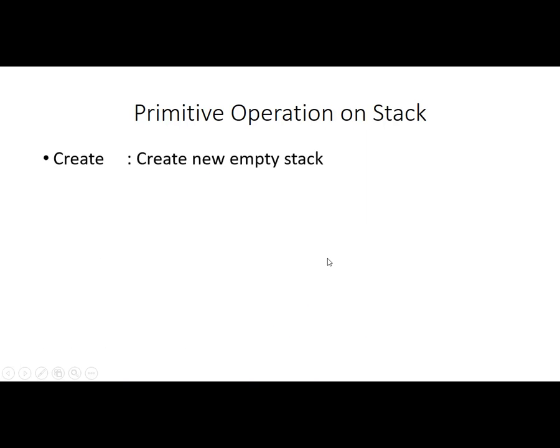Primitive operation on stack, the first operation that we are going to create a new stack, new empty stack. For that once we may want to allocate the memory. Depending on how we are going to allocate the memory, we have the different way to allocate the memory that we are going to learn it. Or one simple operation, when I'm going to say that create a new stack, if you are going to use the array implementation, static implementations, we can just say top is equal to -1, nothing else.